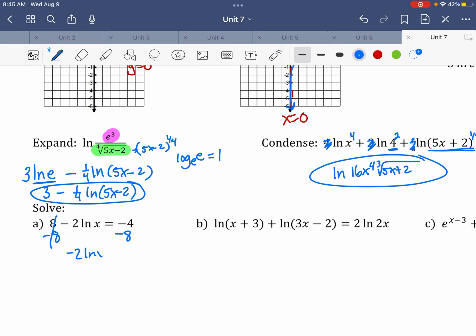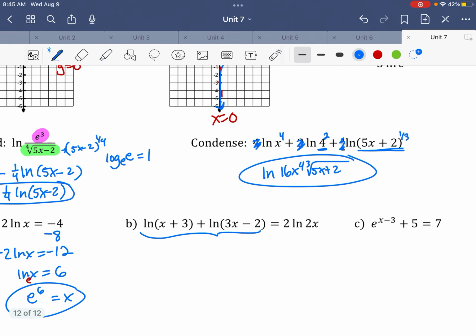So I take away 8. I have negative 2 ln x equals negative 12 divided by negative 2. So I have ln x equals 6. So sometimes I like to do this. I think to myself, oh, ln, that means it's base e. So that helps me remember, oh, I can write this as an exponent, right? So I can write e to the 6th equals x. So there's my answer. x is e to the 6th.